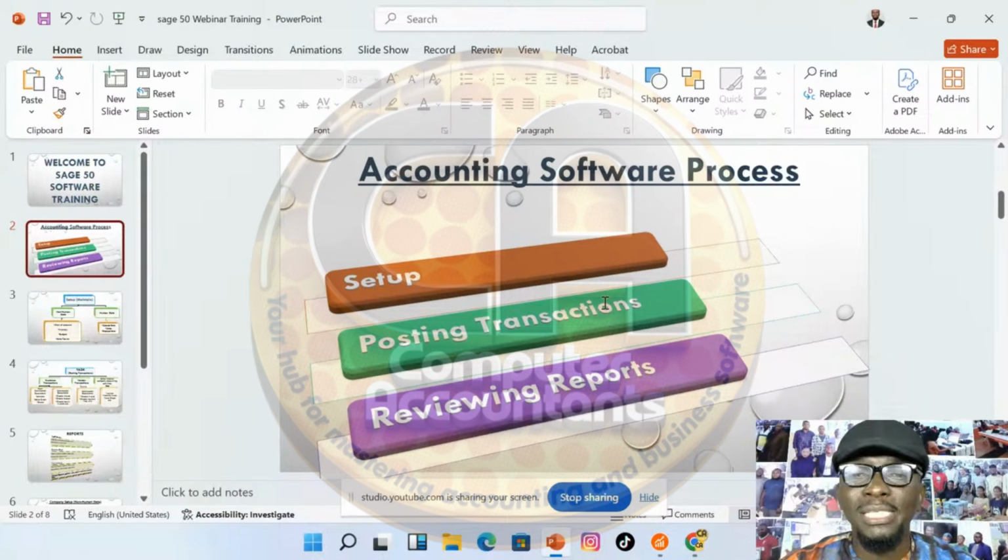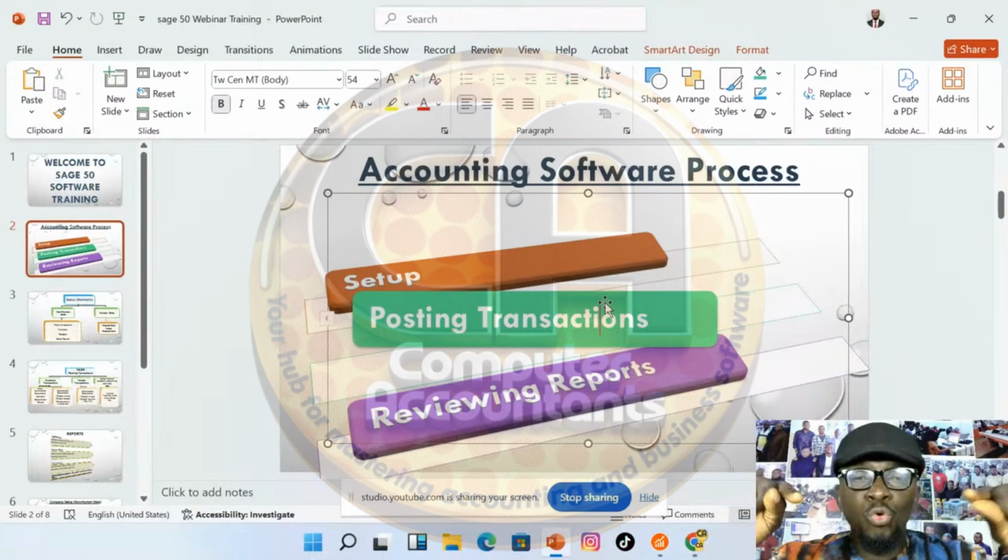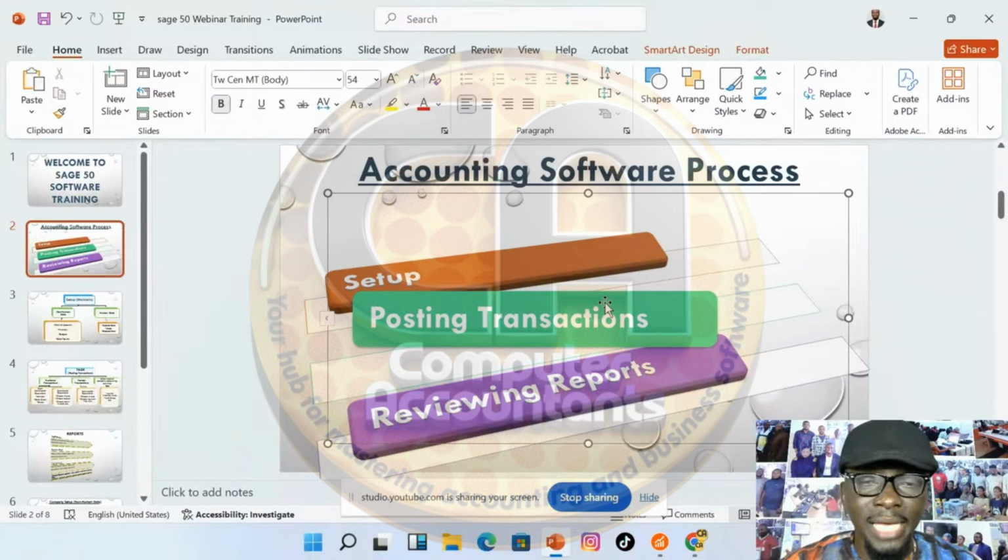Now, the posting has to do with you filling the software with all the transactions going on concerning your business. Every transaction your business is engaging in: selling on credit, buying on credit, paying vendors, receiving money from customers, paying salary, paying all manner of expenses. That is what comes under posting transactions.